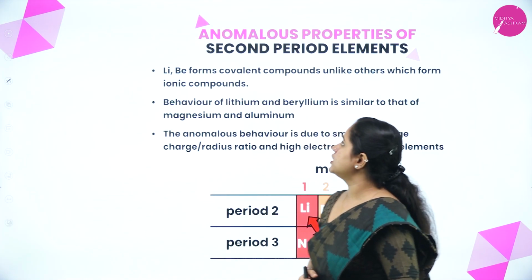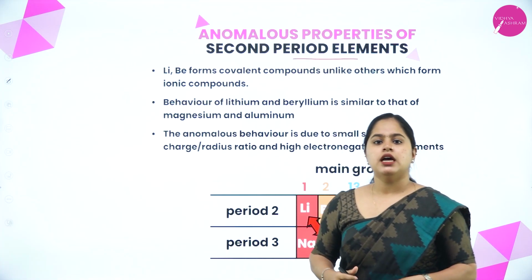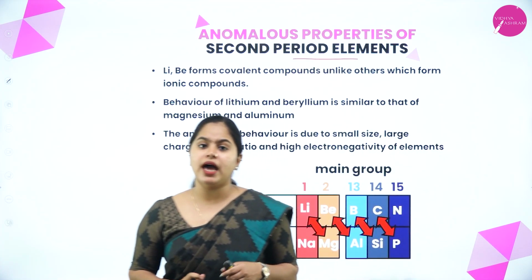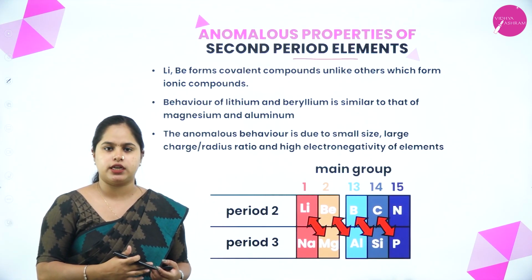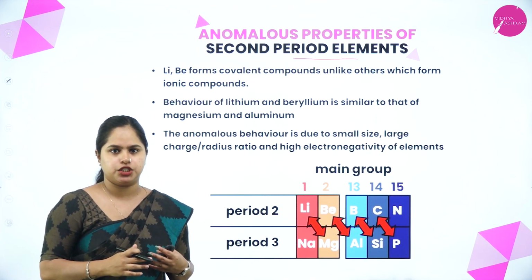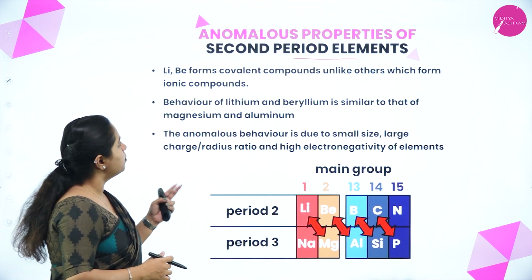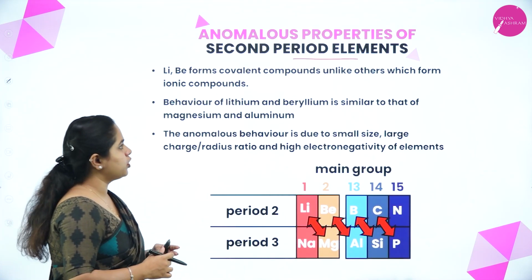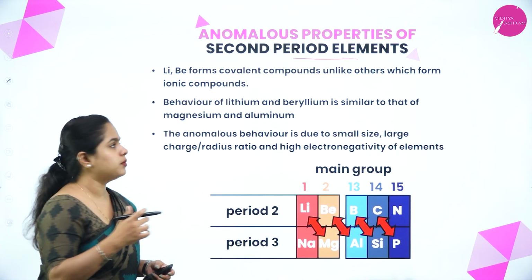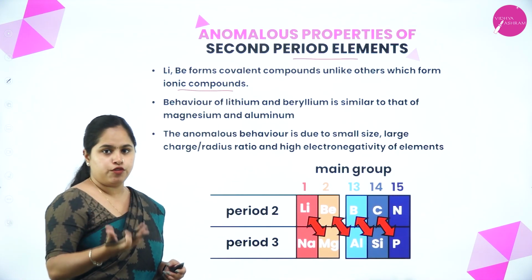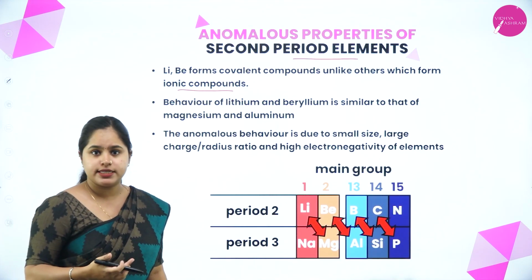Now moving on to the next part, that is anomalous properties of second period elements. Yes, the second period elements show some anomalous behavior. Usually, according to the periodic table, they are supposed to follow a pattern, but they are showing certain variations, certain anomalies in their properties. So let's see. Lithium and beryllium form covalent compounds unlike others which form ionic compounds. The S block elements are generally supposed to form ionic compounds. So the exception is lithium and beryllium, which belong to the second period, right?